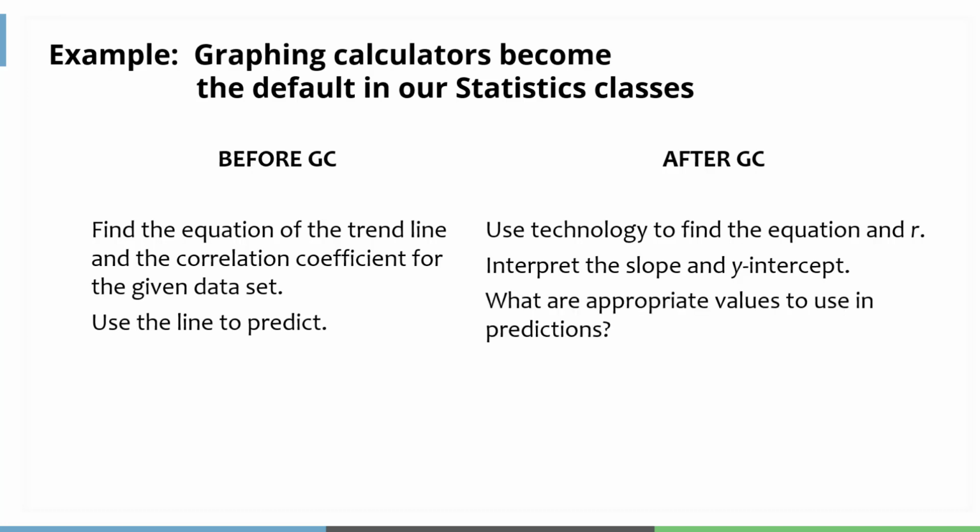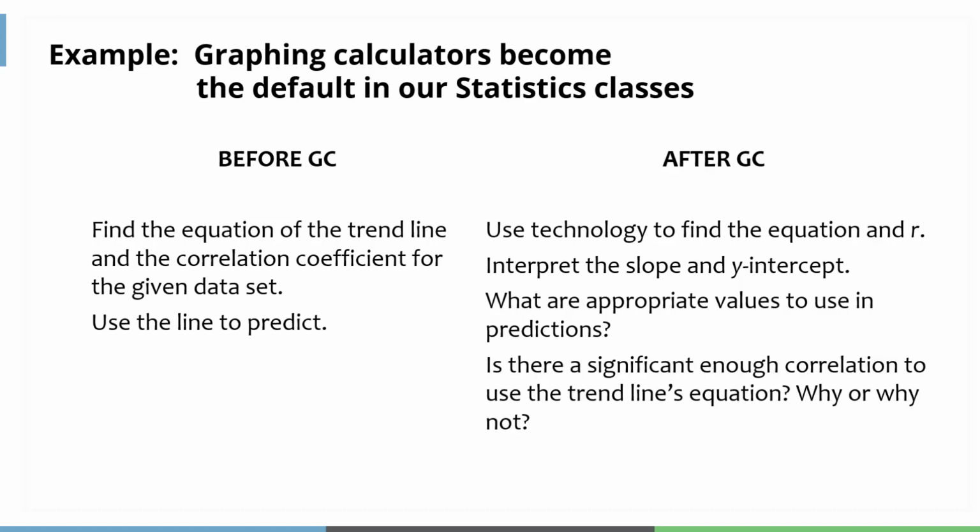We would ask things like, what are appropriate values to use for predictions? We can also ask them to use the line to predict, but it's also, what should we be using as numbers to input for predictions and what should we not? And then we could ask things like, is there significant enough correlation to use the trend line's equation? Why or why not? All of these things are much deeper and ask much more of students than we did before. We're getting past the skill level and expecting more with comprehension and analysis and application of the concepts.